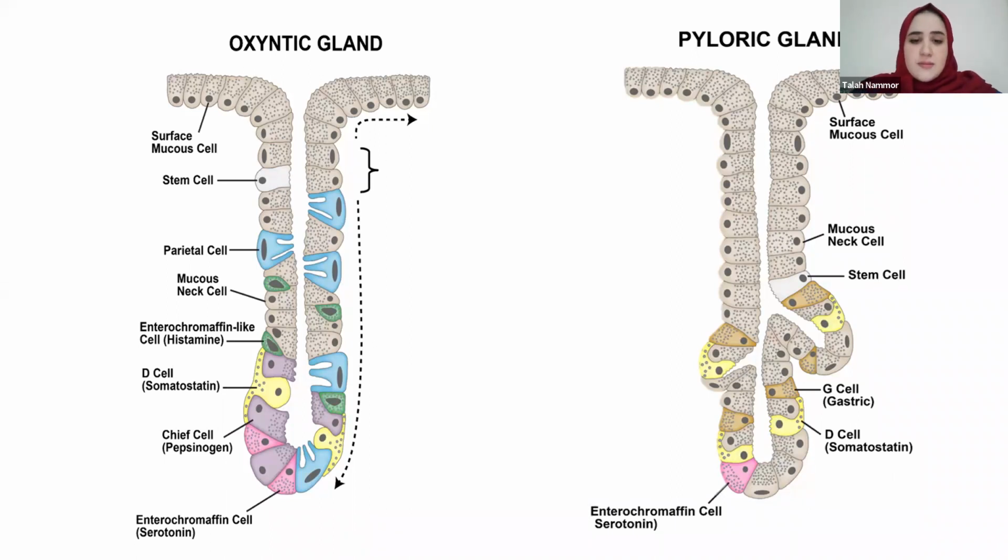No, I didn't explain G cells yet. Don't worry, because we're just going to finish the oxyntic gland and move on to the pyloric glands. Anyways, for the interchromaffin cell, they release serotonin. Serotonin is a hormone that activates the nerves. It can either activate the nerve, or it can basically act.